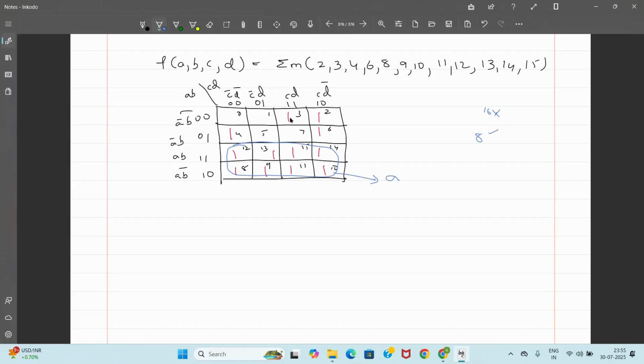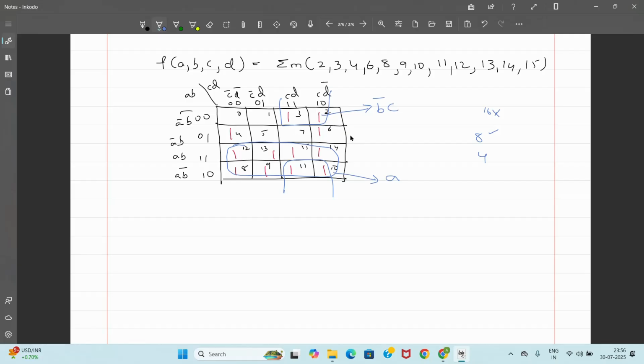If I look at these two ones, at first look, you will see that they are going to form a pair. But look closely. I told you that the corners of the map can be grouped together, right? Row-wise as well as column-wise. So I can make these four numbers a quad. Okay, so this becomes a quad, the next highest option that you have. And the equation for this is going to be B bar C, right?